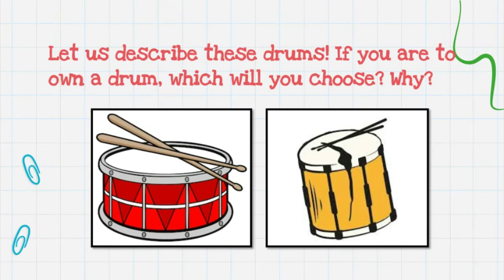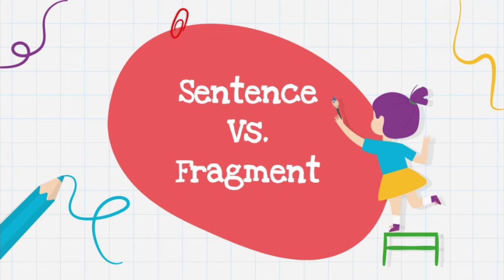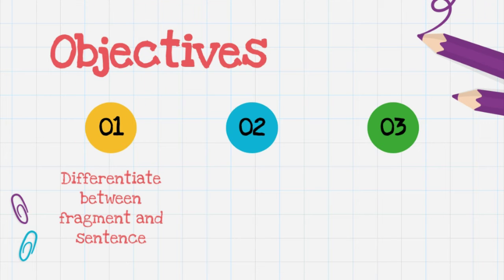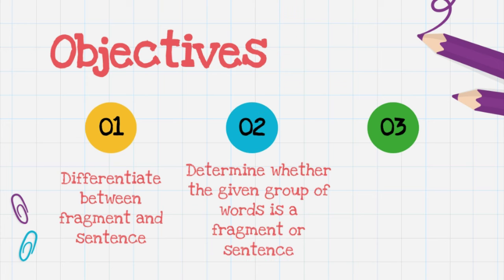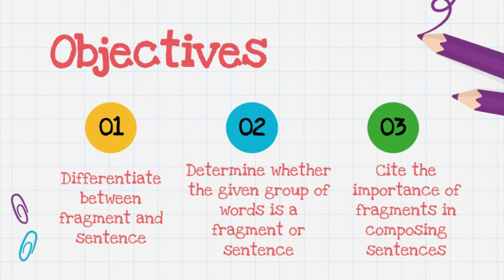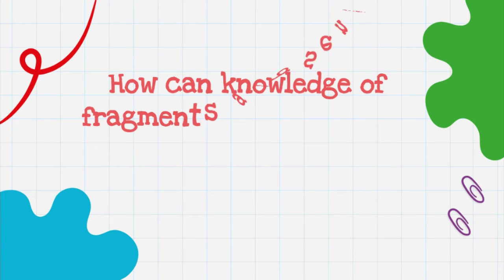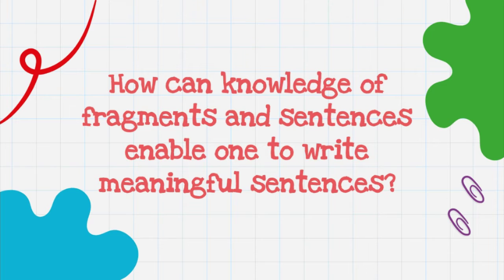Have any idea what our lesson for today is? So our lesson for today is all about sentence versus fragment. But before that, here are the objectives you should attain after our lesson. Differentiate between fragment and sentence. Determine whether the given group of words is a fragment or a sentence. And lastly, cite the importance of fragments in composing sentences. How can knowledge of fragments and sentences enable one to write meaningful sentences?